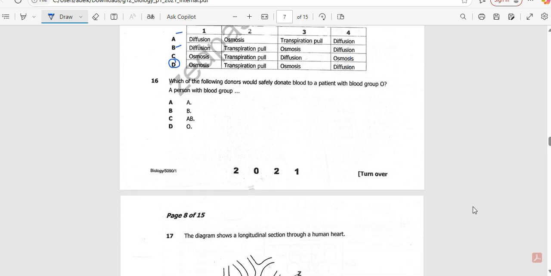Which of the following donors would safely donate blood to a patient with blood group O? A person's blood group O. Since blood group O is the universal donor, of course we'll go with this one.